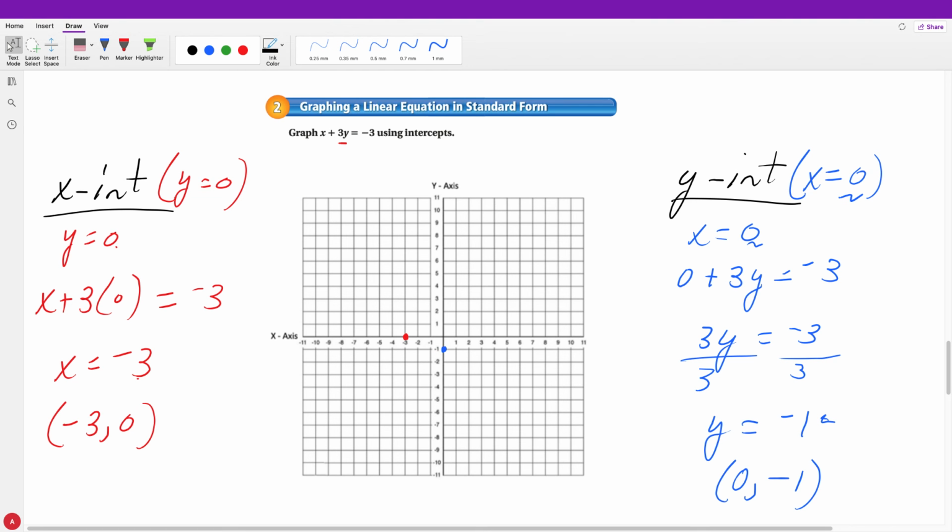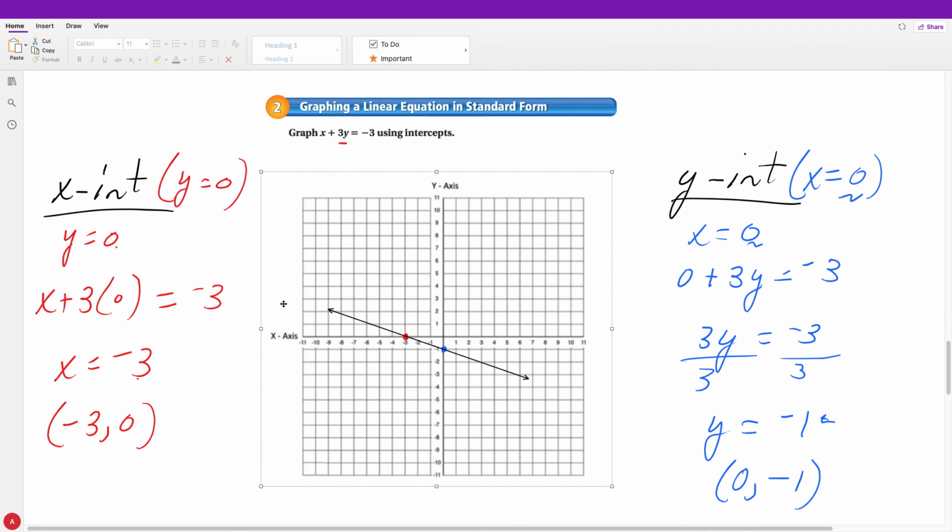Once we plot those 2 points, that's all that we need to do. We can draw a line going through that now. So I'm going to go ahead and draw that. And there would be my graph. All right, so it's really not that hard either when you're doing this. If you're choosing to use this method, it can be quite simple.